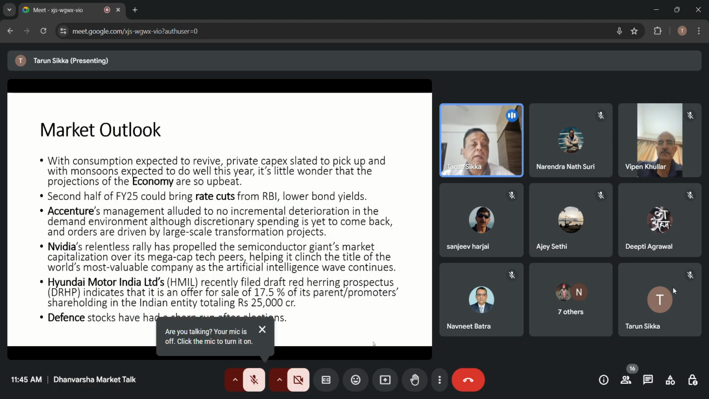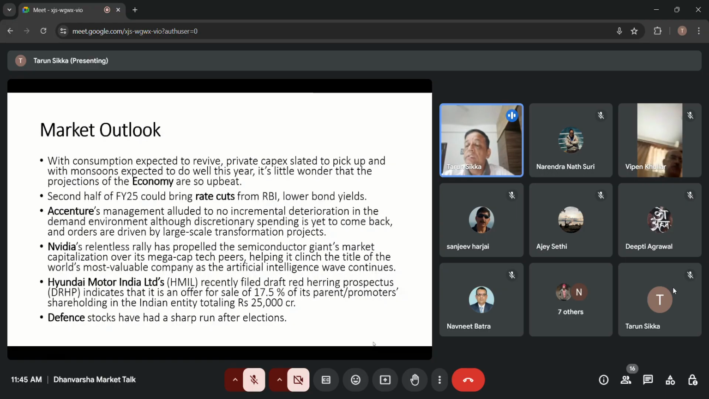Now, Nvidia's relentless rally has propelled the semiconductor giant's market capitalization over its megacap technology peers, helping it clinch the title of the world's most valuable company as the artificial intelligence wave continues. What has happened is Nvidia on Tuesday went up 3.5%, taking market cap to 3.3 trillion and taking it above Microsoft and Apple. Their GPU chips are in essence the new gold or oil in the technology sector.